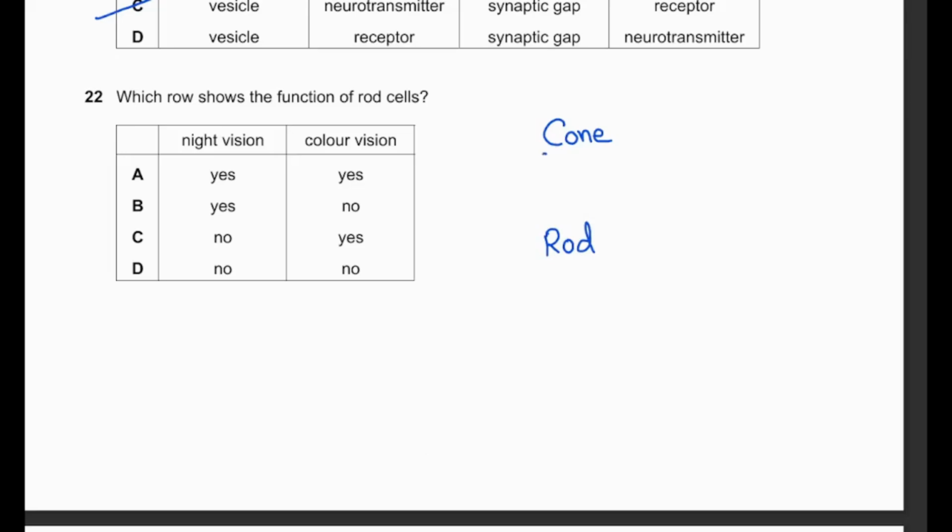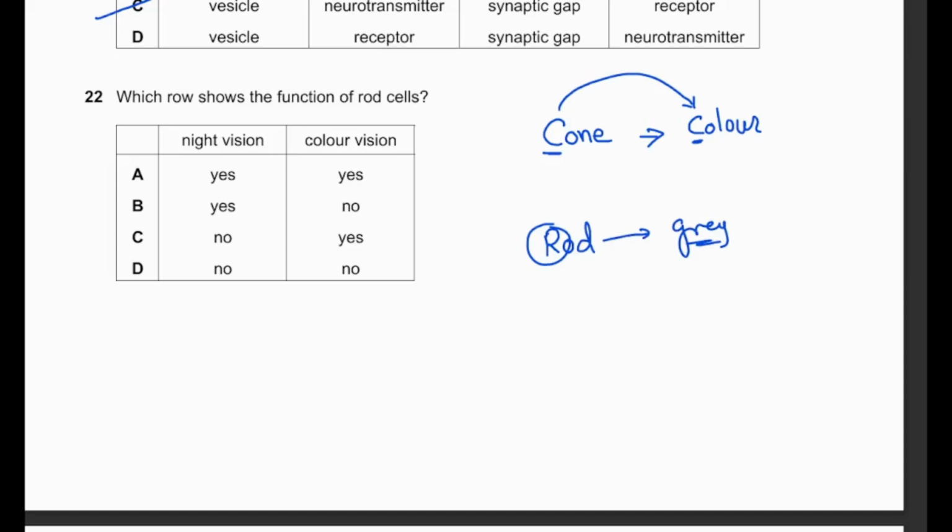Now see, C stands for cone. The cone cells recognize the color, right? That's an easy one. C to C, cone to color. Rod is basically finding out the gray color. Black and white, or we call it gray.